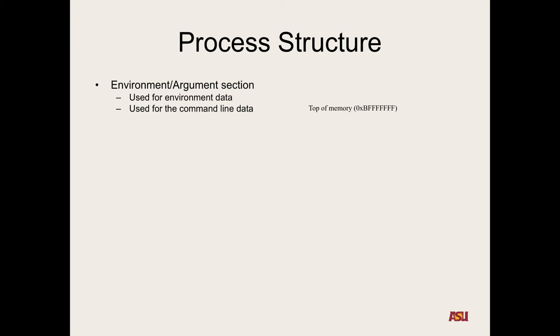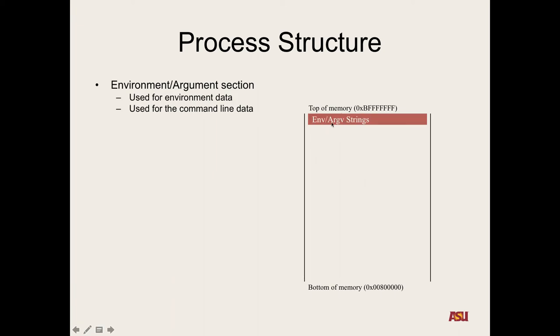Throughout this, I hope I'm not going to mess up, we're going to have high memory at the top and low memory at the bottom. So we have the high memory, the BFFFFs, at the top, and the low memory of the user space, at least for the process that we're looking at now, is down to 008. At the very top, we have the actual environment and argv strings, the actual string data that we're passing in.